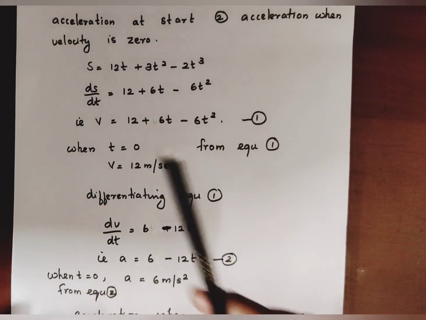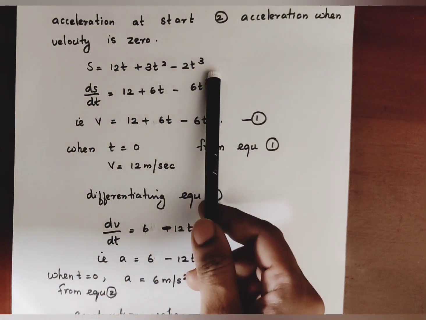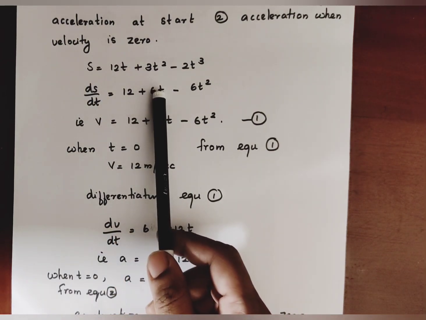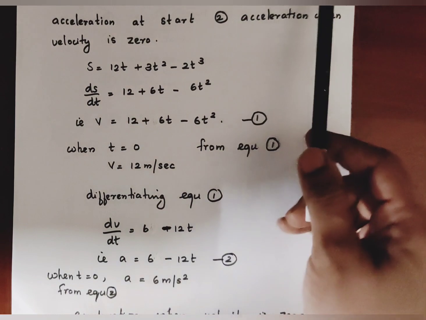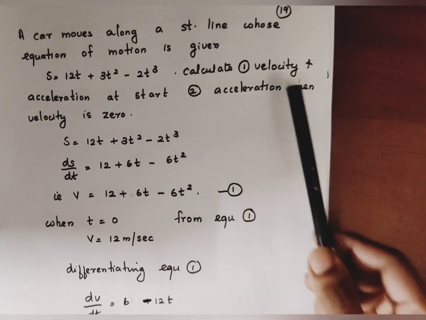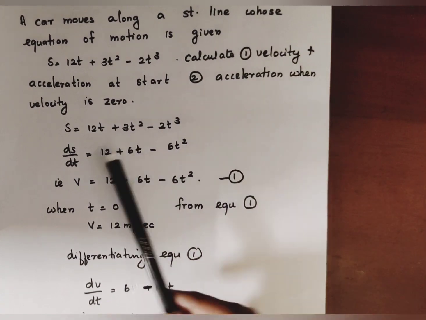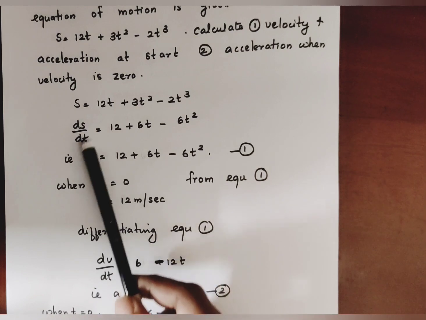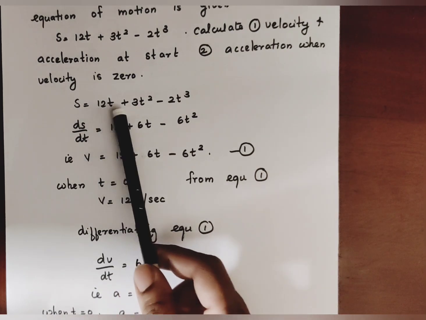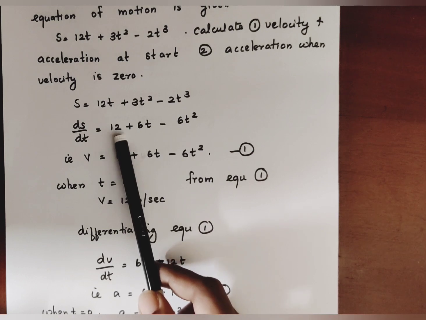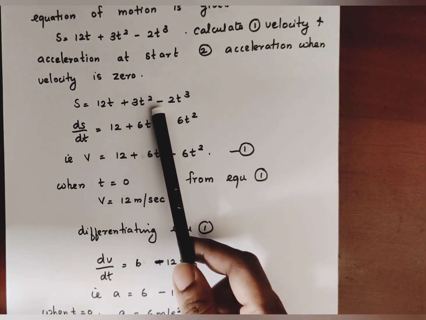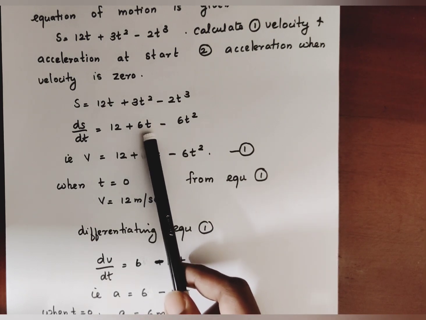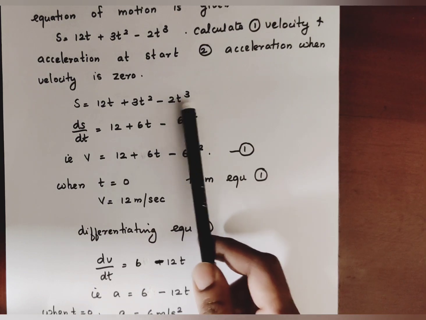Here the displacement is given as a function of time. So you can rewrite this equation. In order to get the first value, that is velocity, you have to differentiate this equation. That is, ds by dt is equal to 12t plus 3t square minus 2t cube differentiated. When you differentiate it, you will get 12 plus 6t minus 6t square.